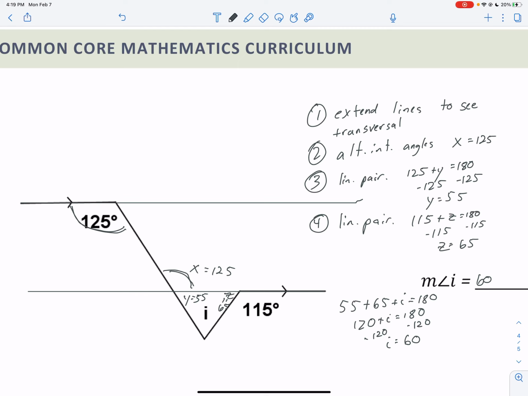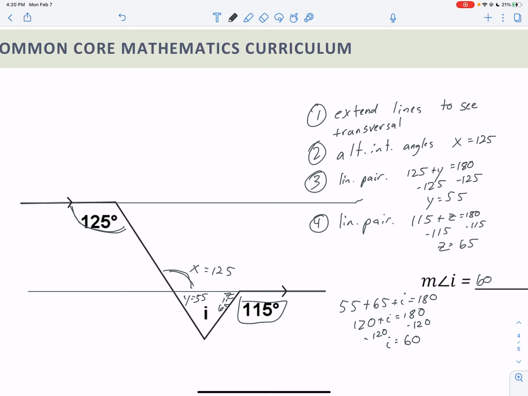Did you not do it like that? That's okay, that's fine. If you didn't quite do it that way, there are so many different ways to do it. We could have instead drawn those lines and then realized this right here was a linear pair, figured out that this was 65, and then we could have said, all right, well, 115 is equal to 55 plus I, because they're remote interior, and then you could have set an equation up like the last one. There's a lot of ways to do it.